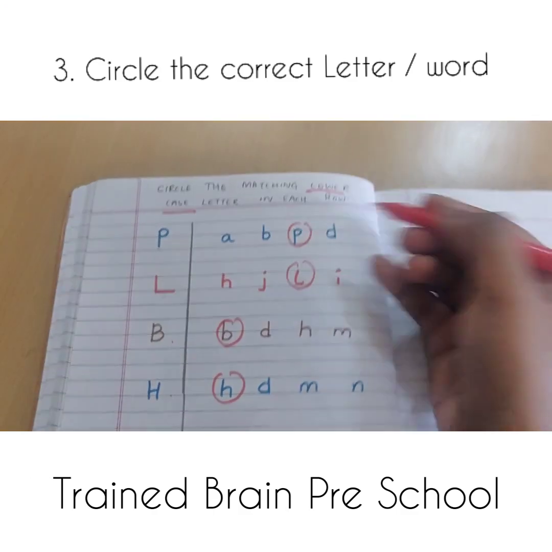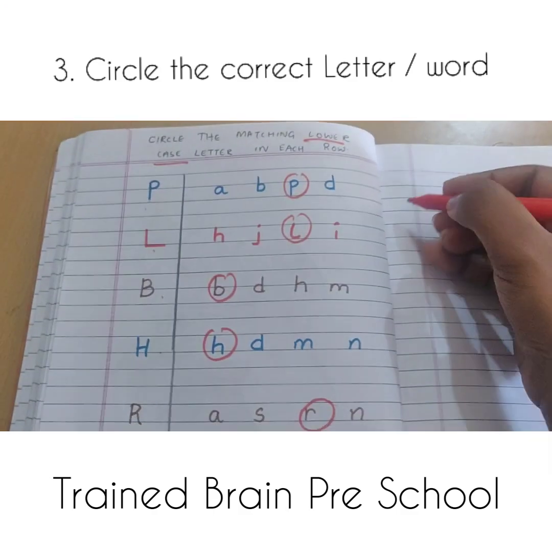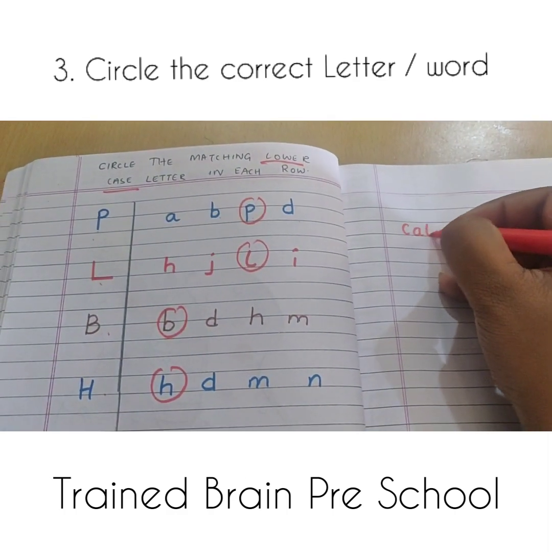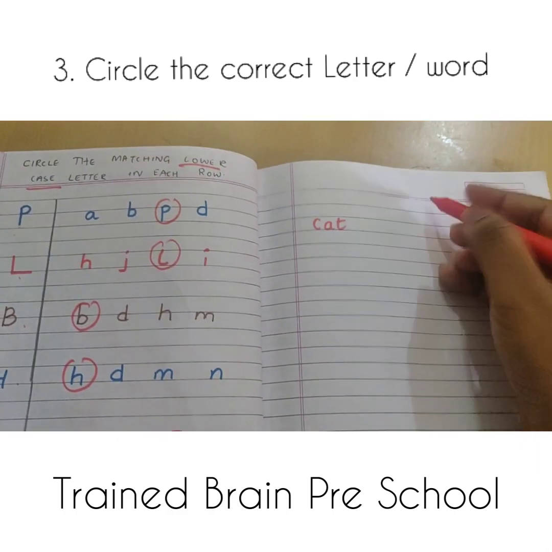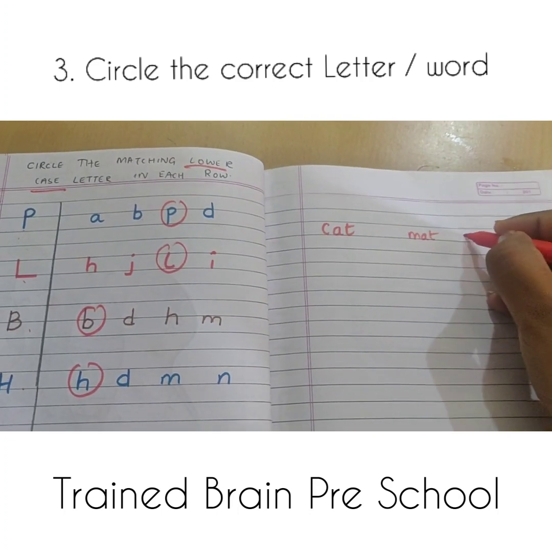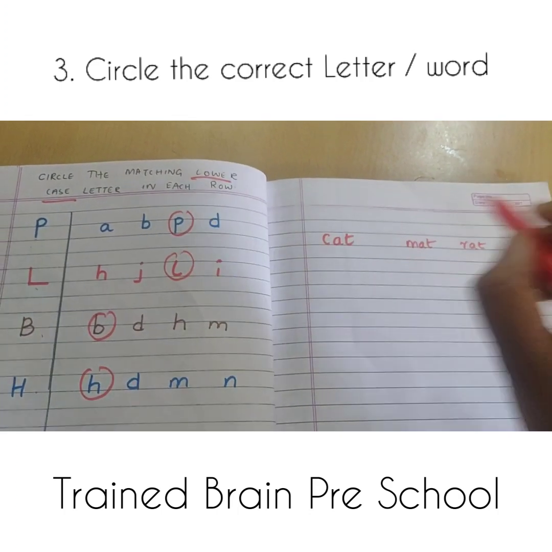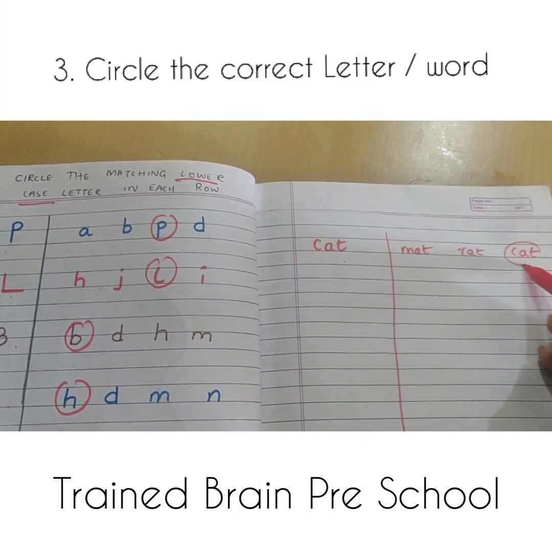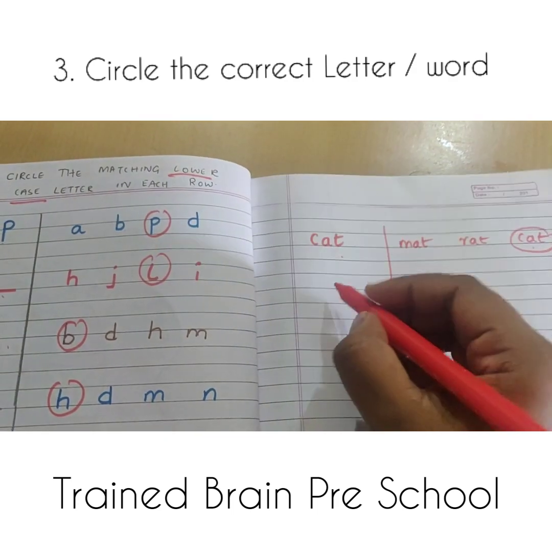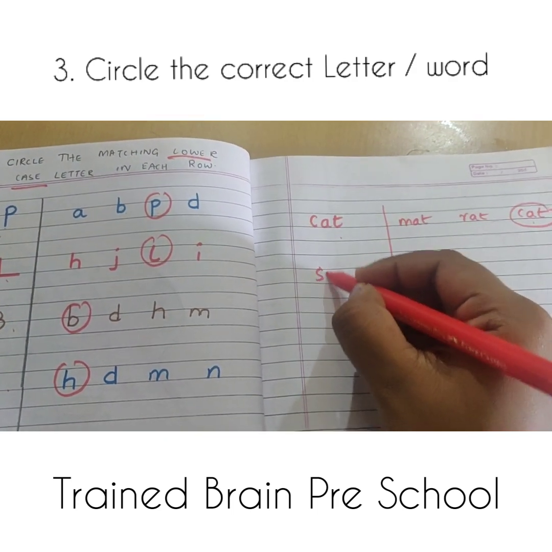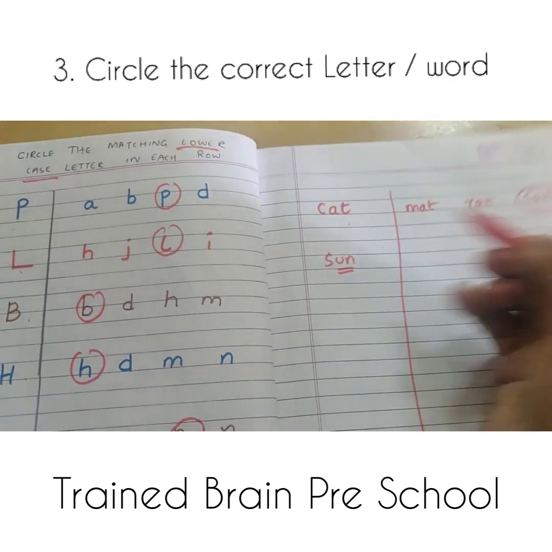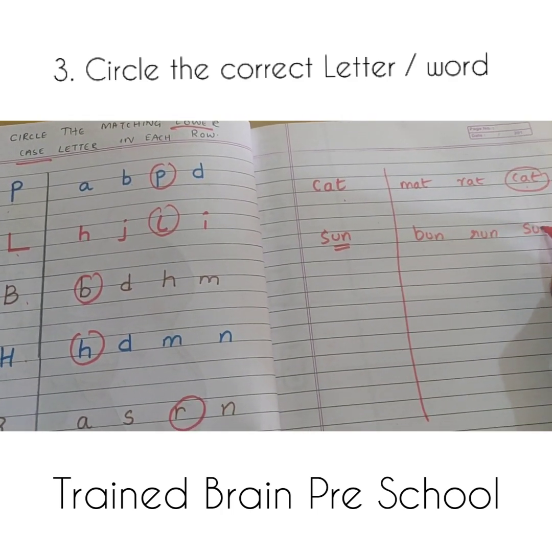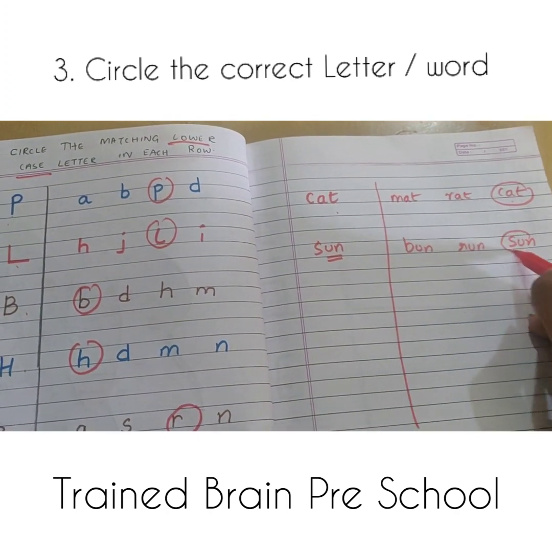We could also have the same activity for words. When we use a combination of words, like a cat family of words, we could also write other words like mat, then rat, and then cat. The child will have to find out where cat is and then actually circle it. And I could also give the un family, any family can be given. So it's like bun, then run, then sun. So you need to find out where sun is and then circle it.